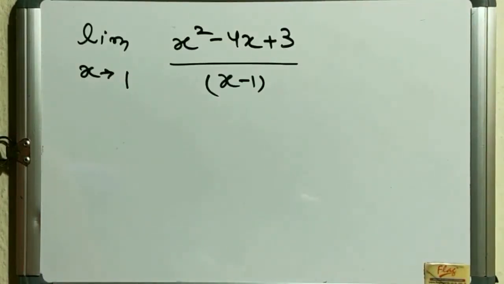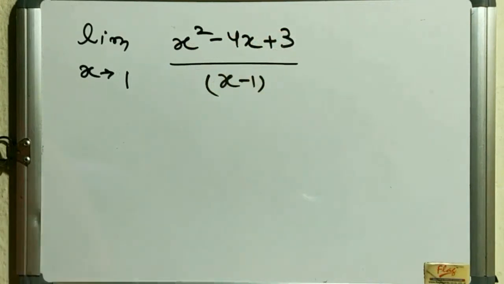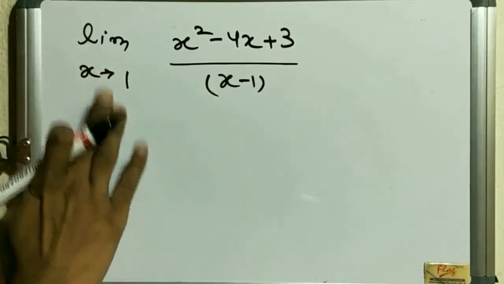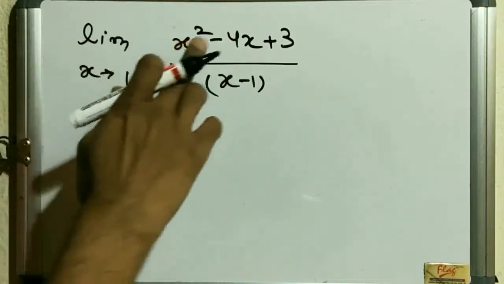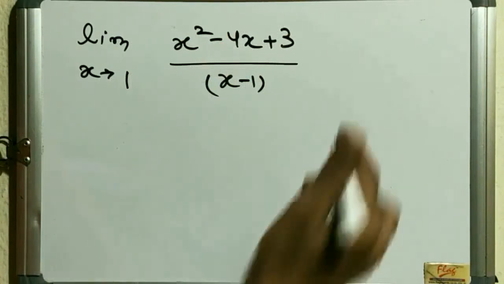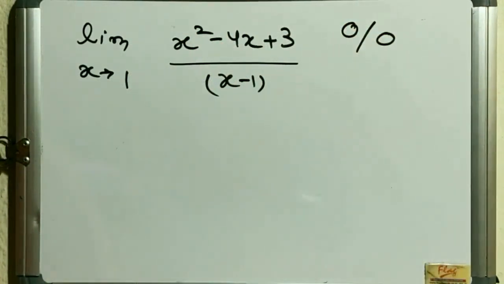Friends, let us try to evaluate this limit. The function is (x square minus 4x plus 3) divided by (x minus 1), limit x tends to 1. When we put x equal to 1 in this function, we get (1 minus 4 plus 3) divided by (1 minus 1). So we get 0 by 0, which is indeterminate form.